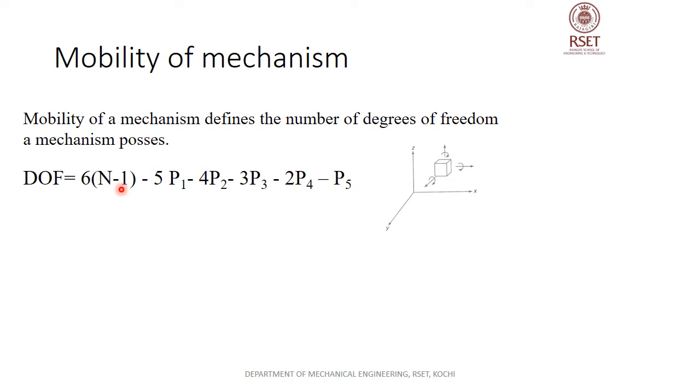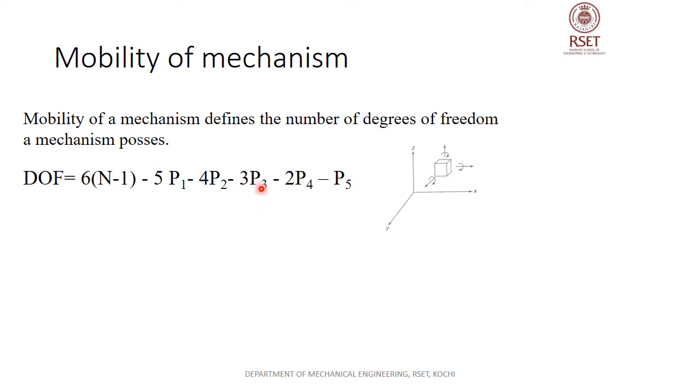But we know that when these links are connected to each other, we are actually constraining some of these motions. So the remaining terms of this equation are the number of constrained motions. That is minus 5p1, minus 4p2, minus 3p3, minus 2p4, and minus 1 into p5. That is the number of constrained motions. So 6 into (n minus 1), which is 18 in the example I have given, minus the number of constrained motions for each kinematic pair. P1 is the number of kinematic pairs with single degree of freedom. P2 is the number of kinematic pairs with 2 degrees of freedom in that mechanism.